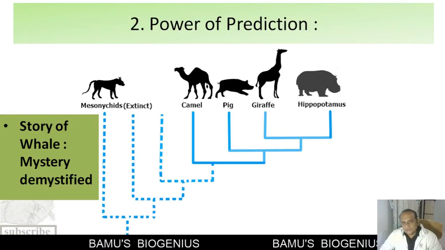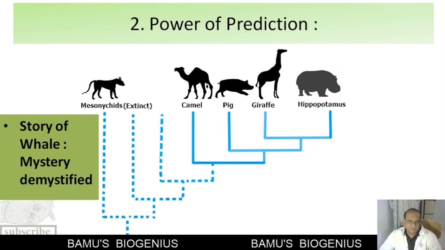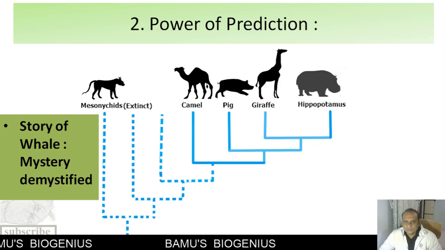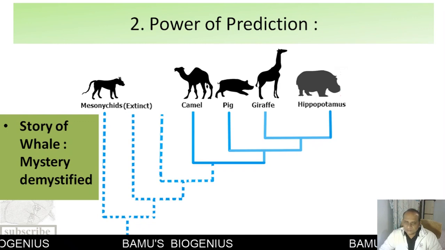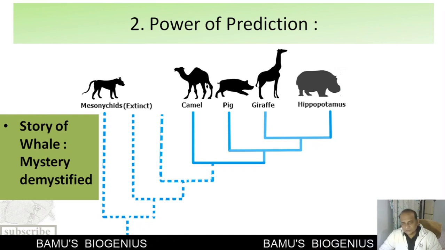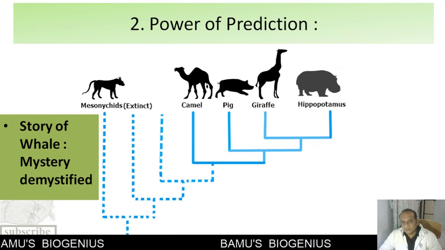Now, the second application of cladistics is the power of prediction. It has been found that cladistics is very helpful in fixing the position of animals or showing the relationship among the animals with the help of certain characters. These characters may be morphological characters or anatomical characters or genomic characters, which are based on DNA sequence, RNA sequence, or the sequence of amino acids in a protein.